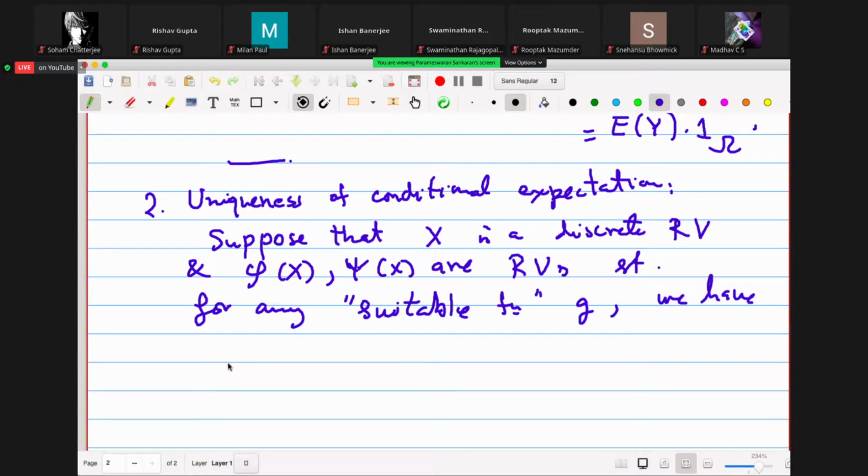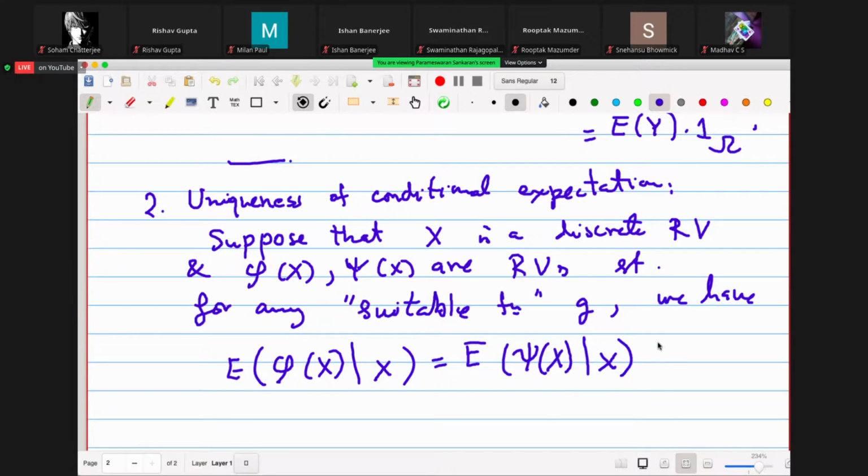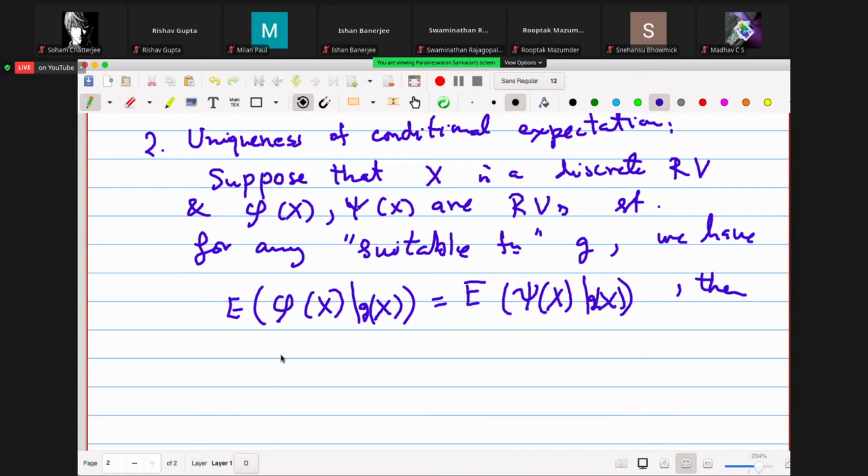the expectation of phi(X) given g(X) is equal to the expectation of psi(X) given g(X). Sorry, here there is a given g(X). There's a g(X) in here for any suitable function g(X). Then, in other words, this suitable here simply means that this makes sense. Okay, that's all it means.